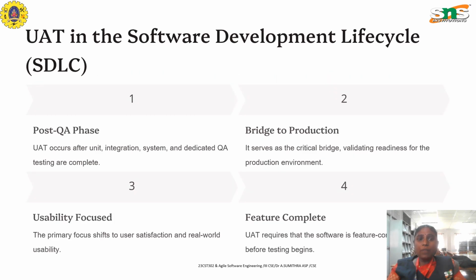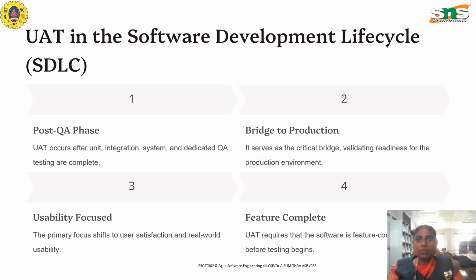Who performs UAT? The end user, the business stakeholder, and the support team. The end users are the people who use the software daily, like employees or customers. The business stakeholder is the product owner or subject matter expert who ensures the business goals are met. And the support team is the customer support staff who anticipate user issues and provide feedback.